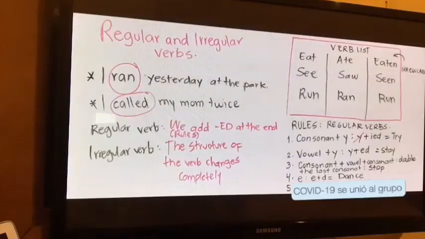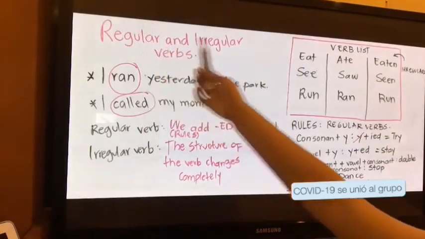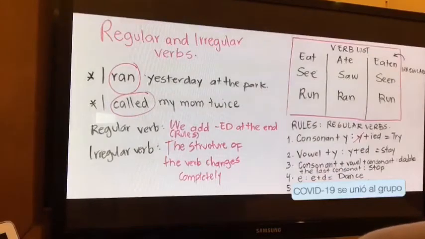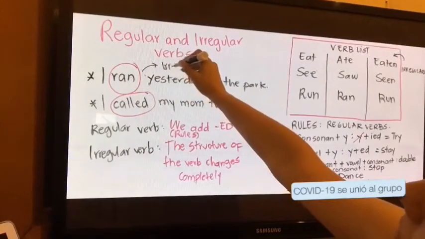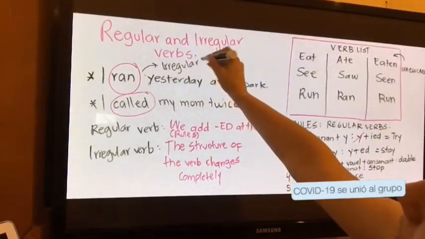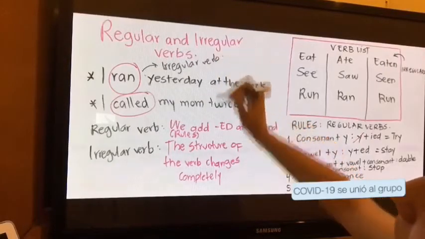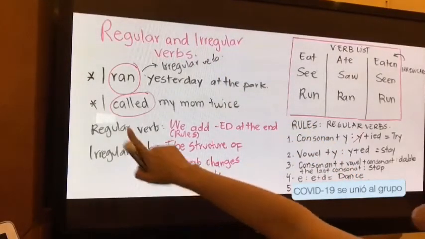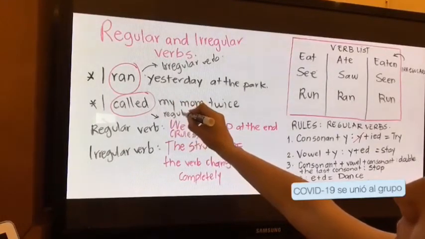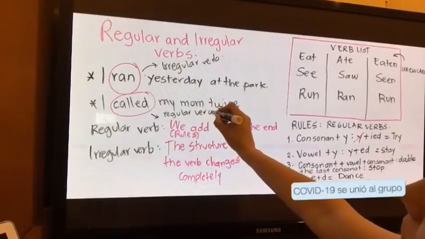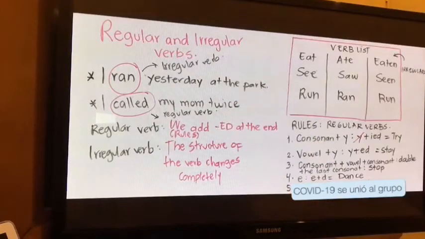We divide our verbs into regular and irregular verbs. And in our latest example, we use "ran" as a verb. This verb is an irregular verb. And here I have another example using "called." "Called" would be a regular verb. So how am I supposed to know when it is an irregular verb and when it is a regular verb?